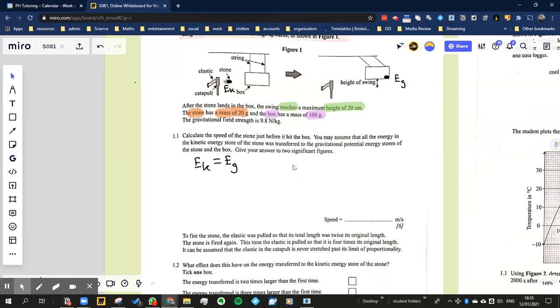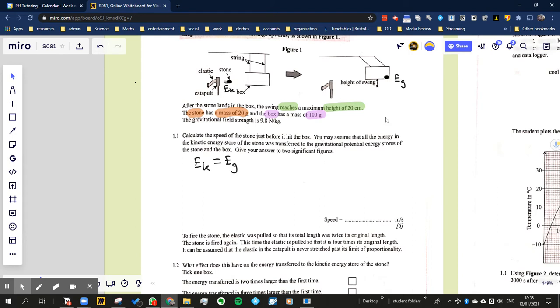So this is quite tricky because usually what we're doing is we're trying to work out the final speed or the final gravitational energy. And there's a number of little tricks they've got in here. One of them, the mass is in grams, so we've got to convert it into kilograms. The height is in centimeters, so we've got to turn it into meters, and that's in grams too. So there's one little trick.